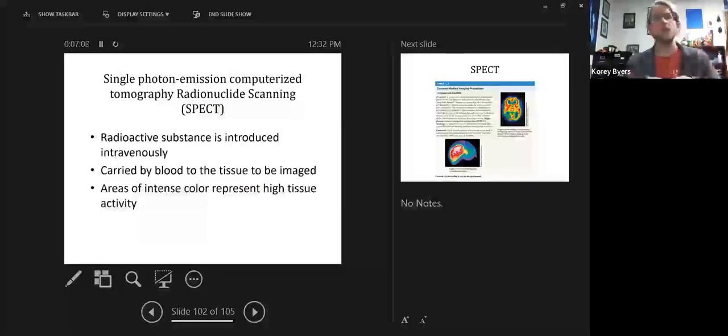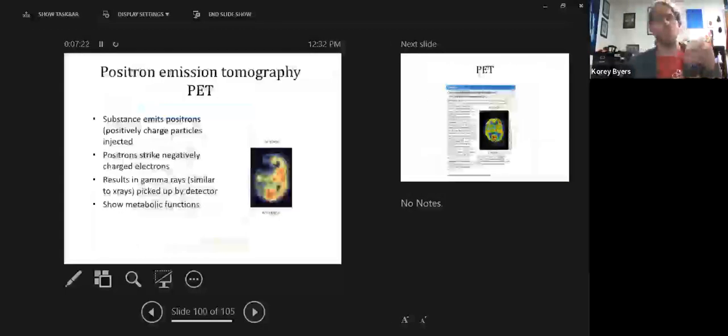Another type of radionuclide scanning is SPECT, single photon emission computerized tomography. So it still uses the word CT, but you're looking at photons. You're still using a radioactive substance. With PET scans, I think you usually use carbon 11. I just looked it up. Oxygen, fluorine 18 is a common one, but these are going to have a really short half-life.